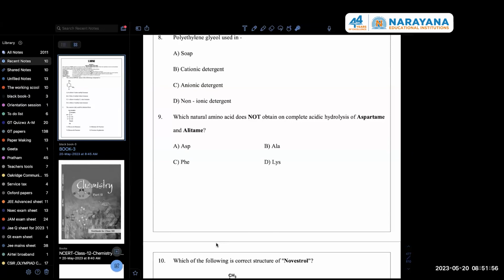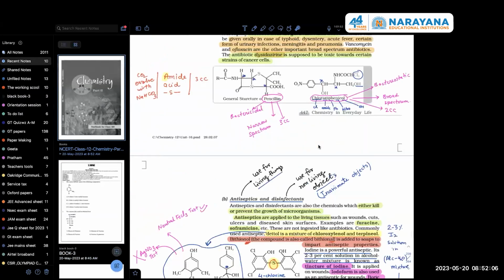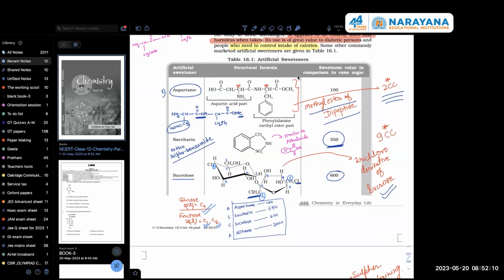Lysine, sir. D option. So you are checking NCERT? Okay, aspartame and alitame we are discussing. I'll show you something. This one is aspartame. Now you please check. In aspartame, as the name actually is given, that is aspartic acid and phenylalanine.